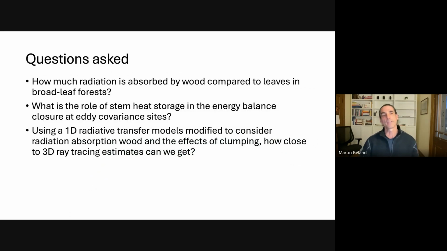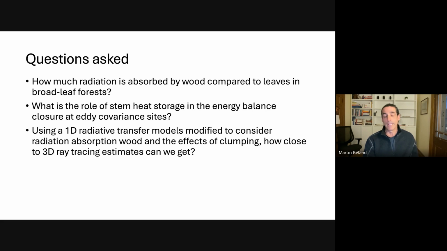So the questions that I ask here: the first one is, how much radiation is being absorbed by the wood in a forest compared to leaves? The second one is, what's the role of the heat storage in the energy balance closure at the eddy covariance sites? Because it's known that most eddy covariance sites don't have very good closure of the energy balance. And the stems are known to be a potential area where we can improve on the closure. But this is very difficult to measure. So here we're going to try to model it and get a sense of how important this term is.